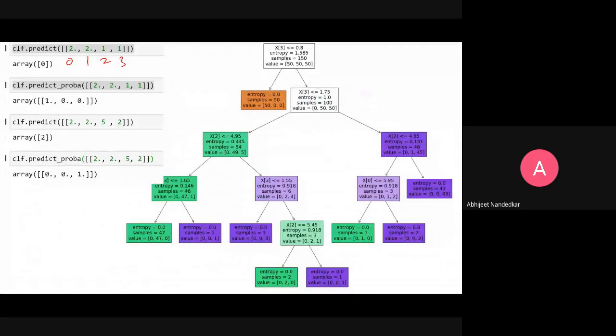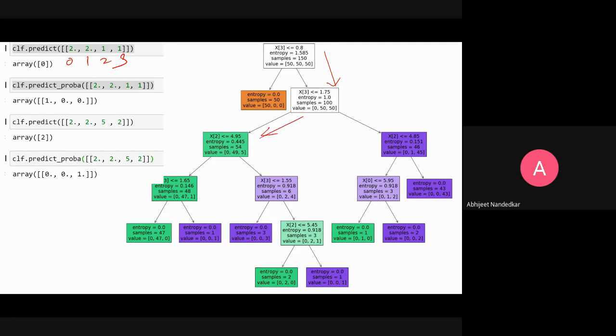Now initially I'm checking for x3, whether it is less than 0.8. So x3 is in this case actually greater than 0.8. So I will be moving this side. Okay. Then I'm checking whether x3 is less than 1.75. Then it is yes. Okay.